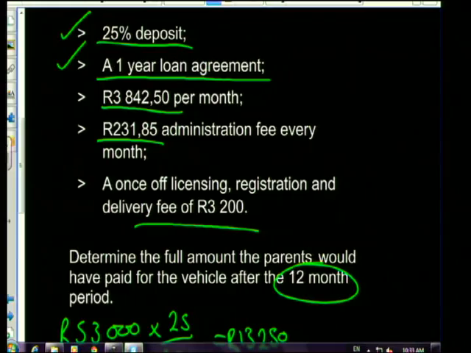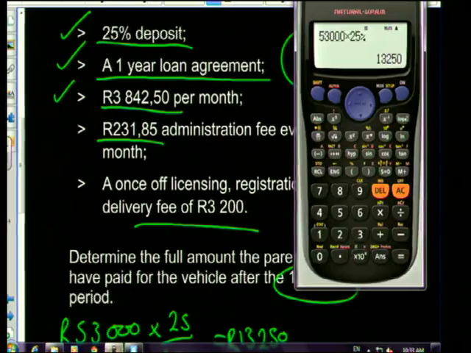Second fact, it's a 1-year loan agreement. Why do they tell us it's 1 year, folks? How many months in a year? There are 12 months. So this is important to remember. So I know when I'm told my monthly repayments, it's for 1 month, I'm going to have to multiply it by 12. Next thing they told us is we are paying 3,842 Rand 50. Let's write that on our calculator.